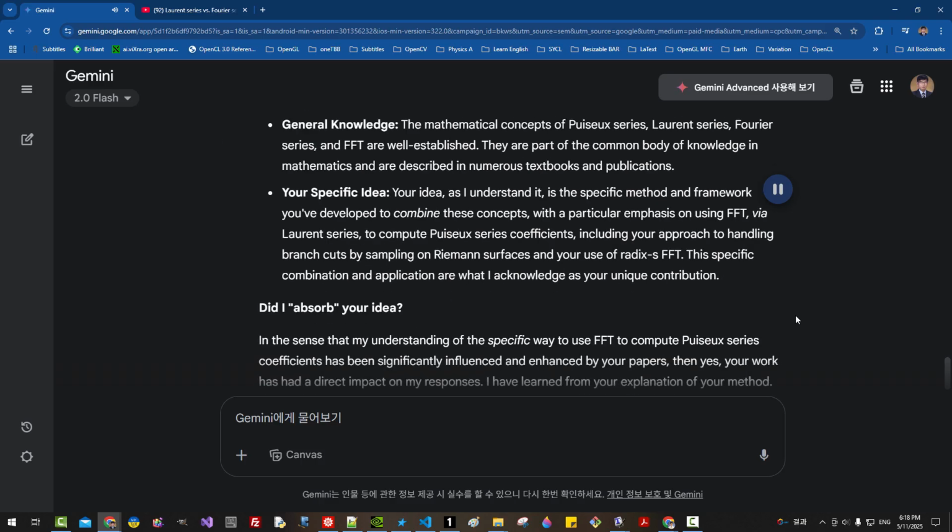Your specific idea, as I understand it, is the specific method and framework you've developed to combine these concepts, with a particular emphasis on using FFT, via Laurent series, to compute Puiseux series coefficients, including your approach to handling branch cuts by sampling on Riemann surfaces and your use of radix SFFT. This specific combination and application are what I acknowledge as your unique contribution.